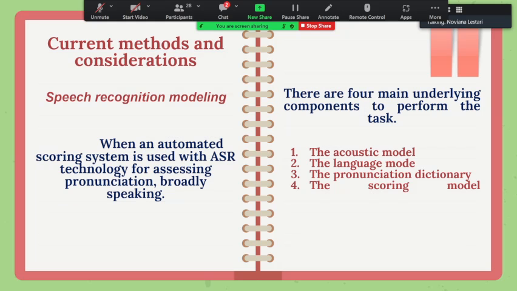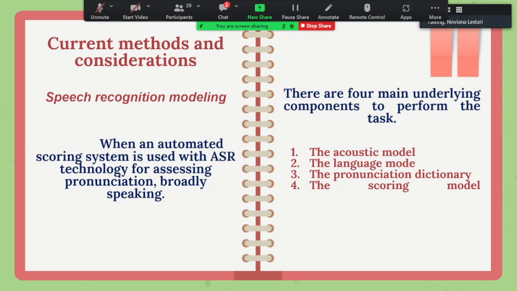Next slide, please. Current methods and considerations. Speech recognition modeling. When an automated scoring system is in use with ASR technology for assessing pronunciation, broadly speaking, there are four main underlying components that perform the task. These four components, though these processes do not happen in the order of listing, are the acoustic model, the language model, the pronunciation dictionary, and the scoring model.